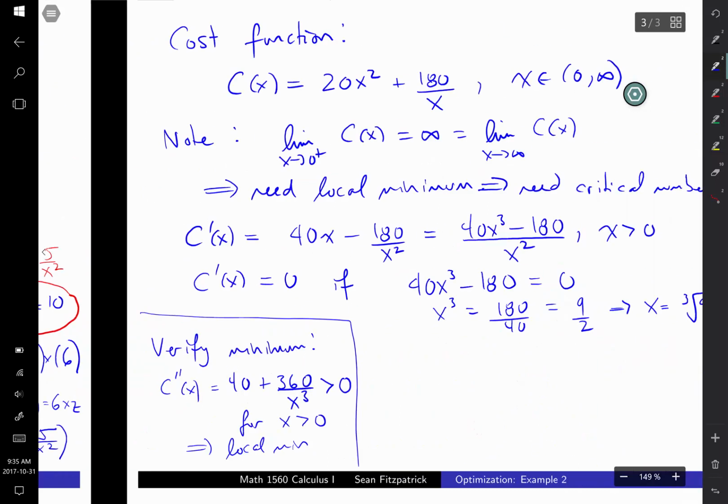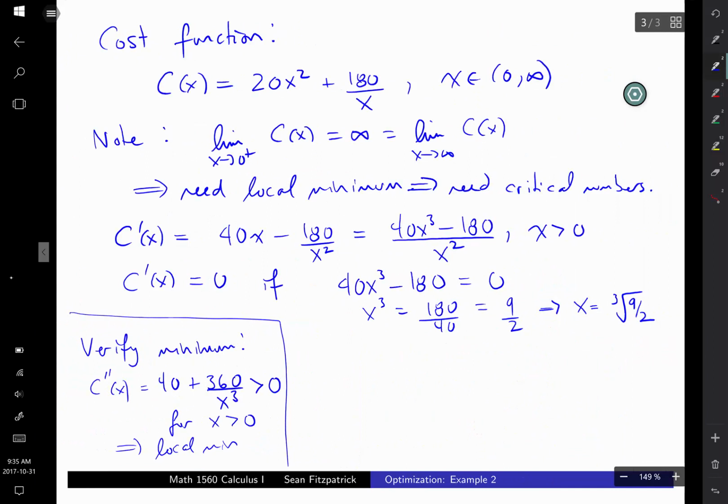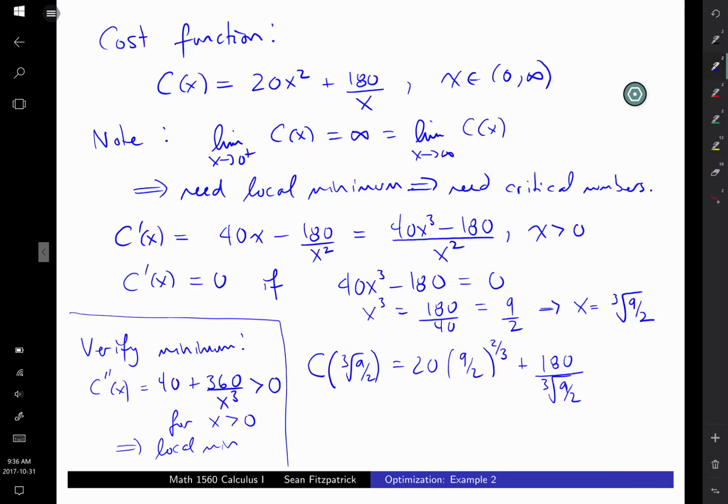Now that we've got x, we can go back to our cost function and we can calculate the cost of the materials. So c of the cube root of 9 over 2 is going to be 20 times 9 over 2 to the 2/3, plus 180 over the cube root of 9 over 2. Right? And if we had a calculator handy, which I don't, we could plug our numbers in and get some rough estimate on what that cost is going to be for building this box. Okay, that's it for this example.